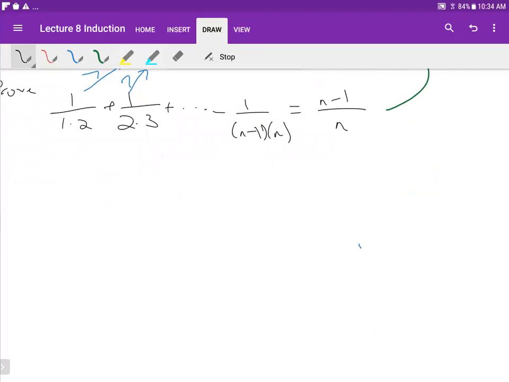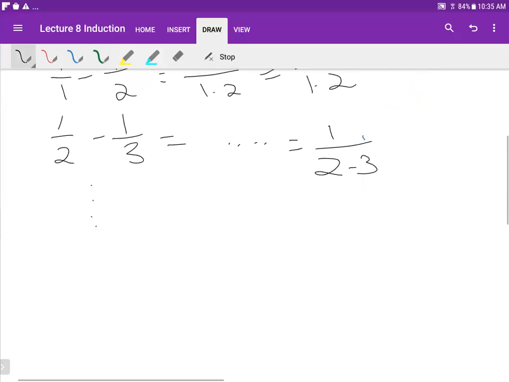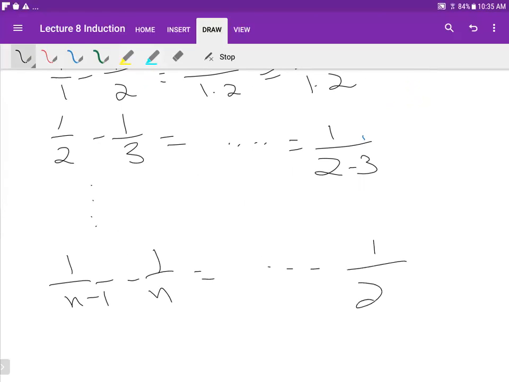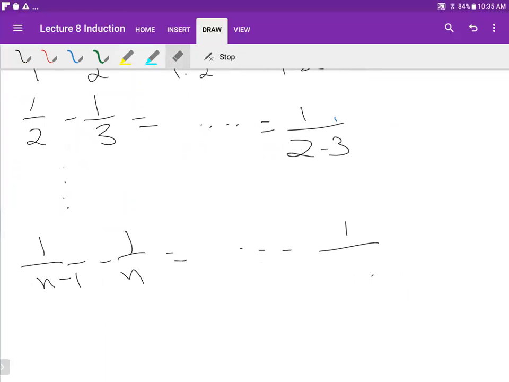So 1 over 1 times 2 can be written as 1 over 1 minus 1 over 2, because this is 2 minus 1 over 1 times 2, which is 1 over 1 times 2. And then 1 over 2 times 3 can be written as 1 over 2 minus 1 over 3, and so on and so forth. So finally, 1 over n minus 1 minus 1 over n is equal to 1 over n minus 1 times n.